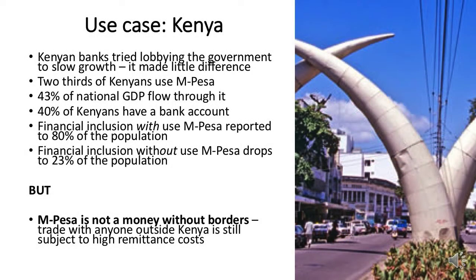Kenyan banks tried lobbying the government to slow M-Pesa's growth, but it made little difference. 2/3 of Kenyans now use M-Pesa. 43% of national GDP flows through it, but only 40% of Kenyans have a bank account. Financial inclusion with the use of M-Pesa is reported to be approximately 80% of the population, but financial inclusion without the use of M-Pesa drops to 23% of the population.